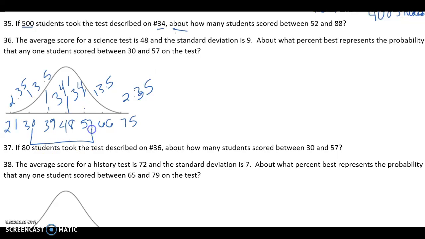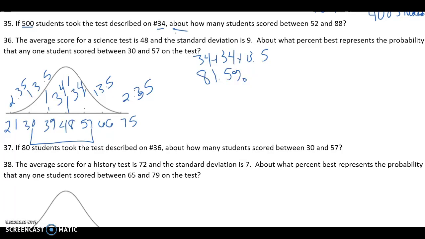30 and 57, so I got 34 plus 34 plus 13.5. And if we remember from just a moment ago, 34 plus 34 plus 13.5 was 81.5%, right? That looks like a B, but it's really a 13. Oops. All right, so 37.